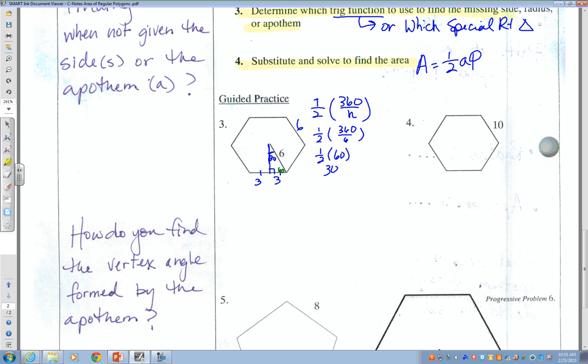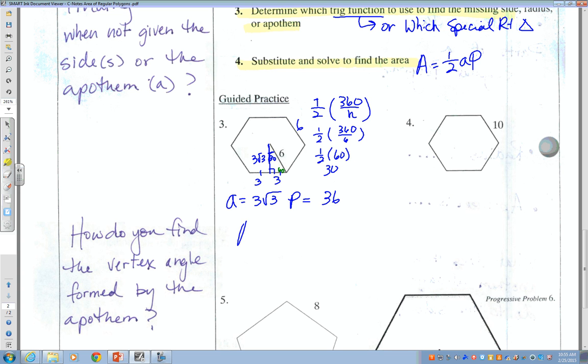Think about it. If this is 6, this is 3, what would this be? Yeah, 3 square root of 3. Okay? Take the short side, multiply by radical 3. That gives you the apothem. Now I know that my A is 3 root 3. But now I need to find my perimeter. Yeah, my perimeter is 36 because each side is 6.